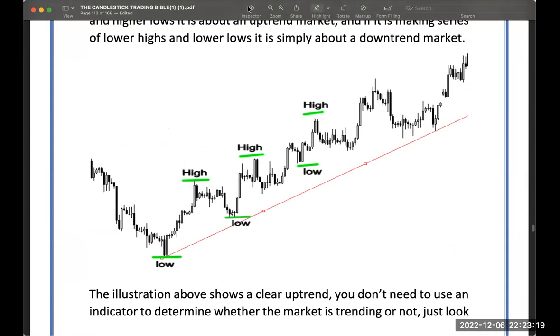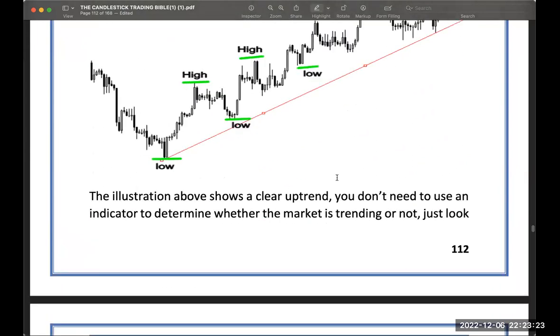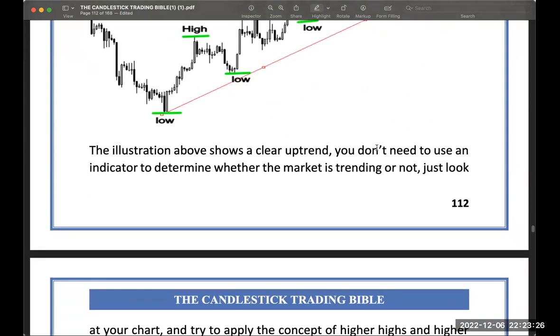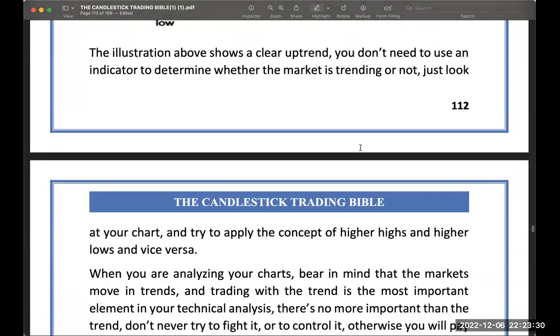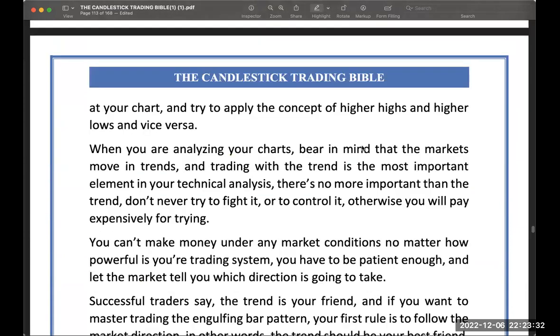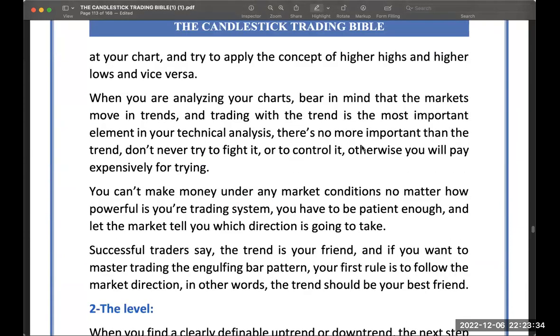You can see this as an example. We've been talking about this on most of the sessions. What's a clear uptrend? The illustration above shows a clear uptrend. You don't need to use an indicator to determine whether the market is trending or not. Just look at your chart and try to apply the concept of higher highs and higher lows and vice versa.